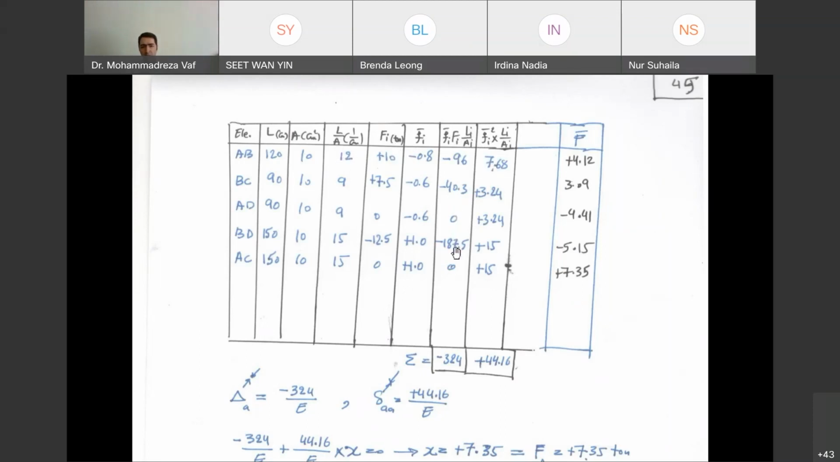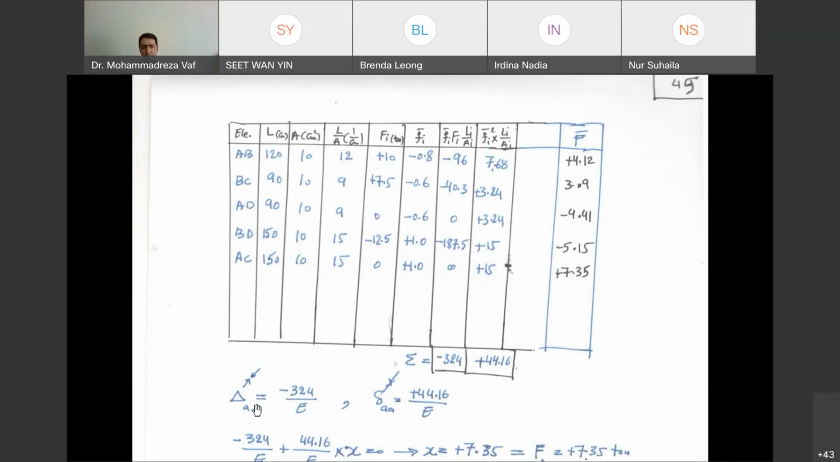Then you need to sum all of these. Don't forget, sometimes I can see you make mistakes in the sign of the calculations. If positive, negative, you need to take it into account. So at the end, you get the value of F bar L over E, and you need to divide it by E because you didn't put the E there.